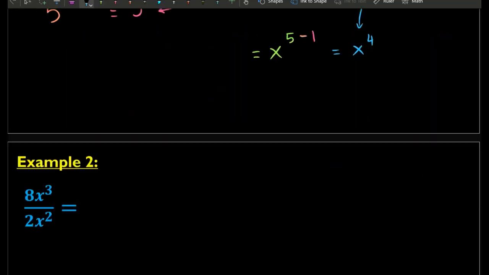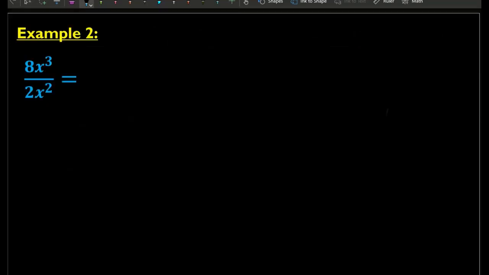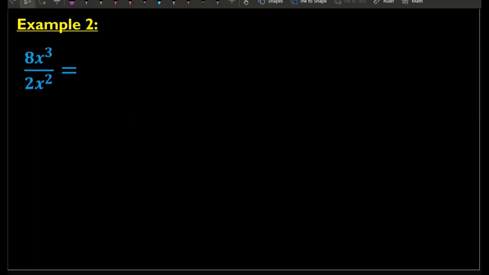Alright, we're heading to example 2. Now let's look at something a little more complicated. I want you to go ahead and pause the video and try it by yourself first. It's okay if you make mistakes. You're going to learn from your mistakes. The most important thing is to try out what you think first. That's how we learn.